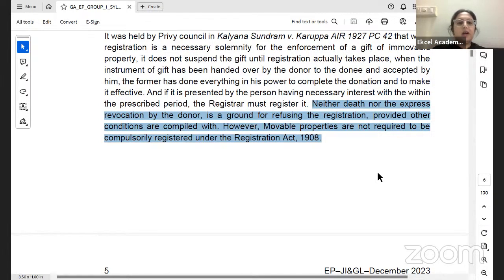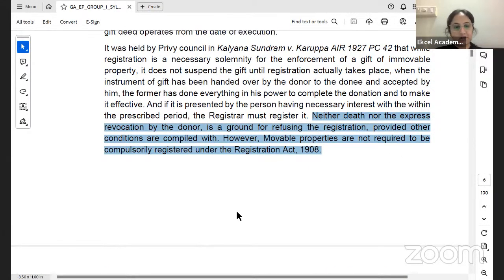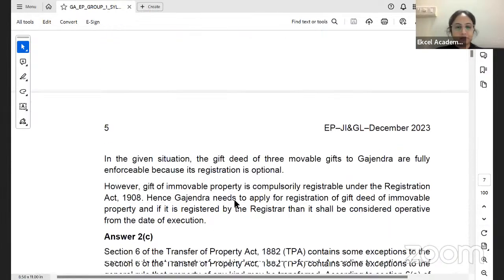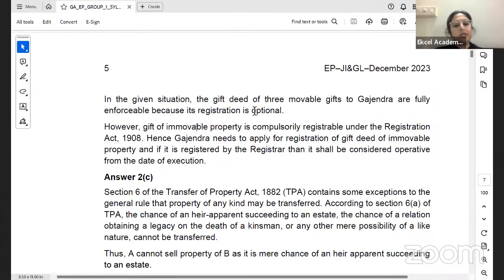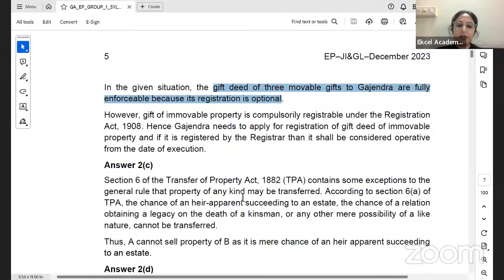After that, if he says I will not give you, or you return the documents, or maybe if he dies, all these things will not matter at all. Other conditions should be fulfilled. However, if you take movable property, there is no compulsory registration required, so no problem. So, in the given situation, the gift deed of the three movable gifts to Gajendra are fully enforceable, because registration of movable property is optional. That is not compulsory. If you want, you can get it registered, otherwise fine. So now the donor has died, it's okay, no problem.